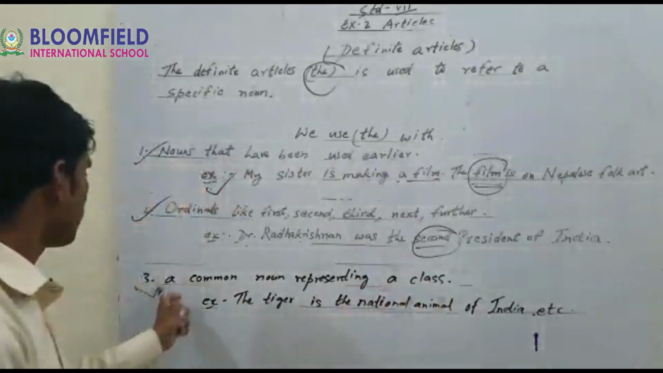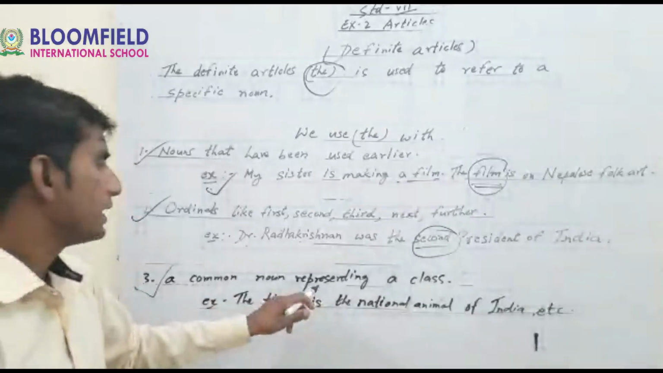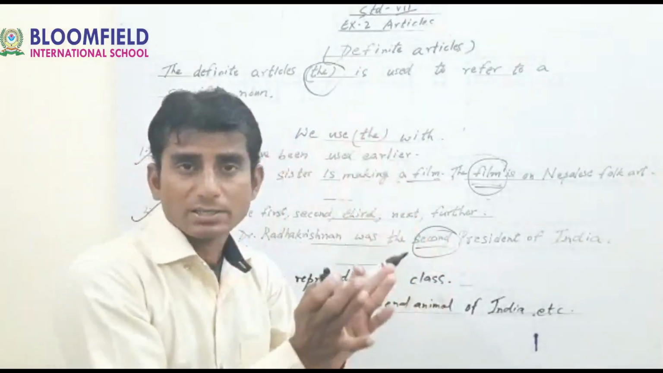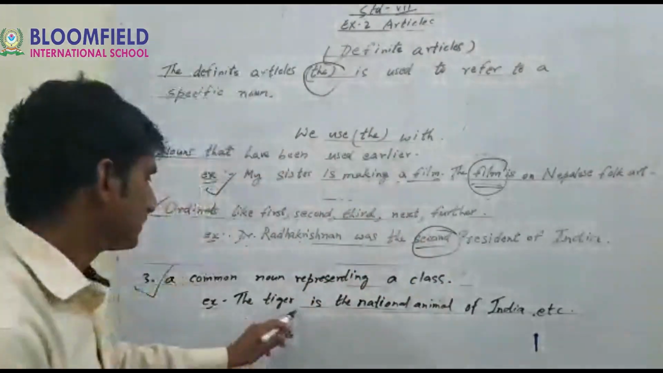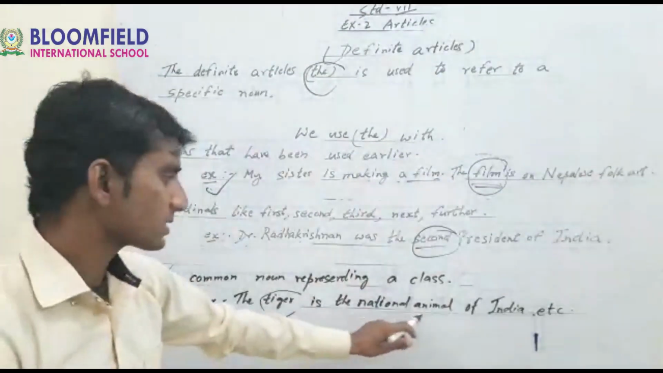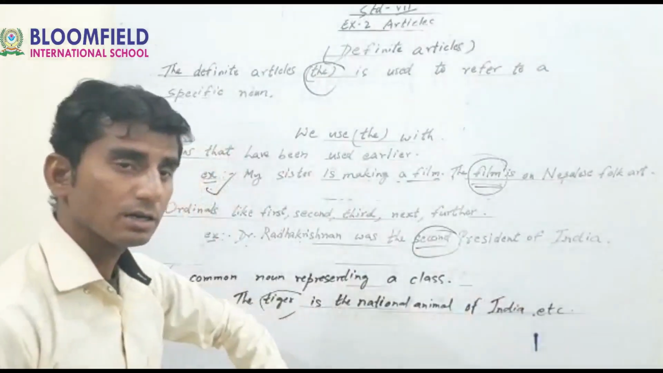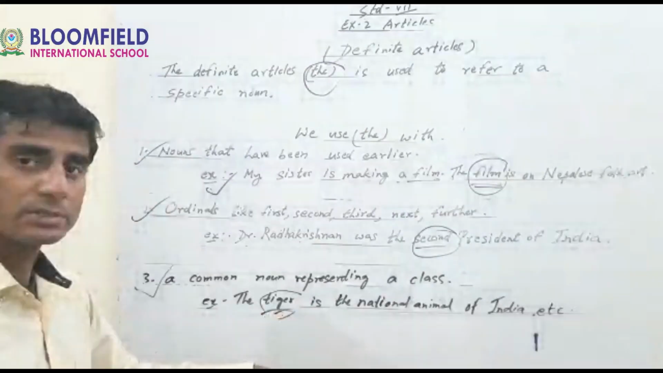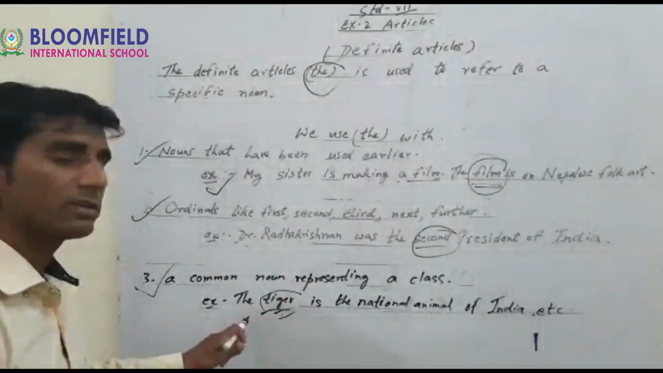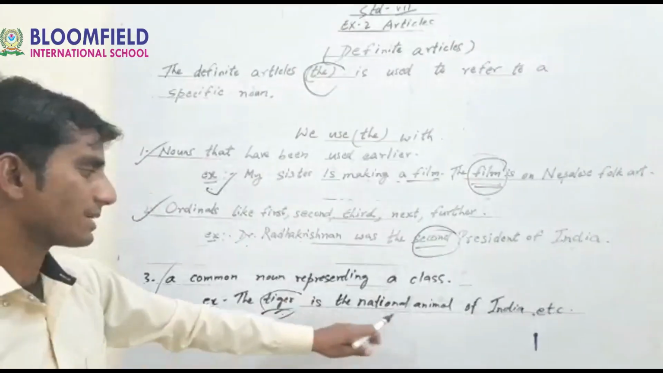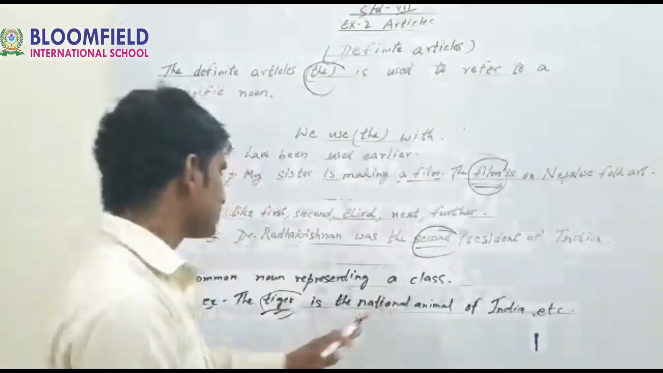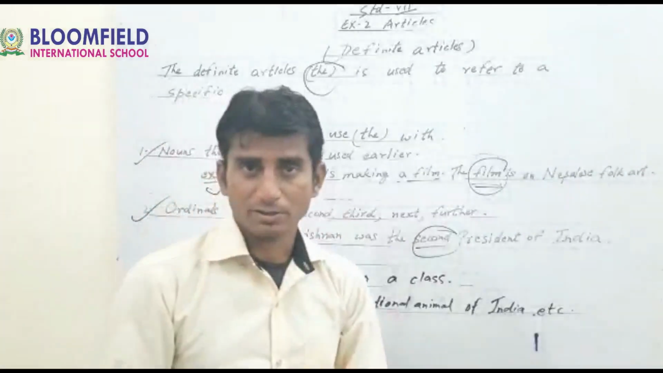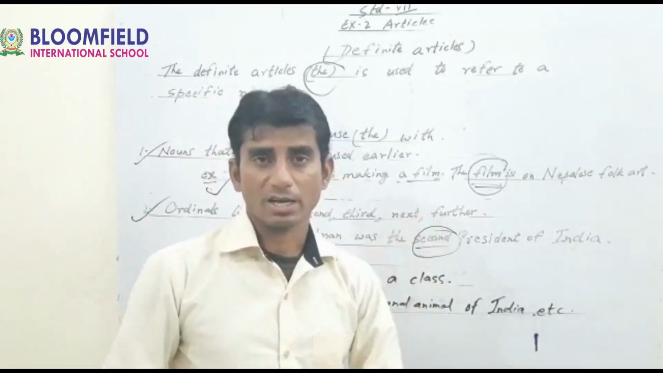Next point here: a common noun representing a class. Tiger is the national animal of India. Tiger is a common noun, and before that we have used "the": the tiger is the national animal of India. It is representing a class here.